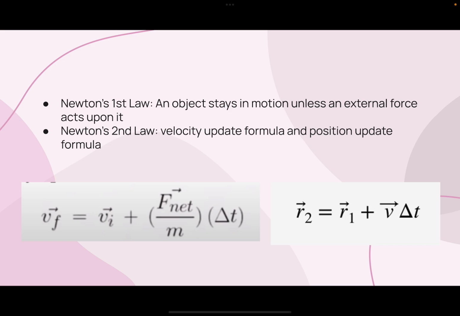So some concepts that we used in this lab was Newton's first and second law. Newton's first law states that an object in motion stays in motion unless an external force acts upon it. So our object stayed in motion throughout the whole video since there were no significant external forces that acted upon it. Newton's second law gives us the momentum principle, which is where we're able to derive the velocity update formula and position update formula. And with the velocity update formula, we were able to say that the net force was 0 since there was no net force acting upon the object. And as a result, the final velocity equaled the initial velocity.